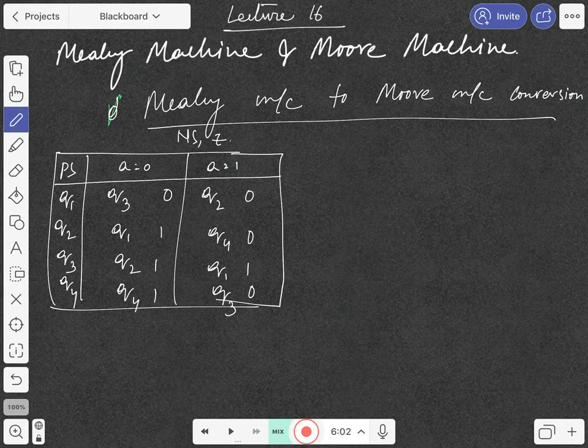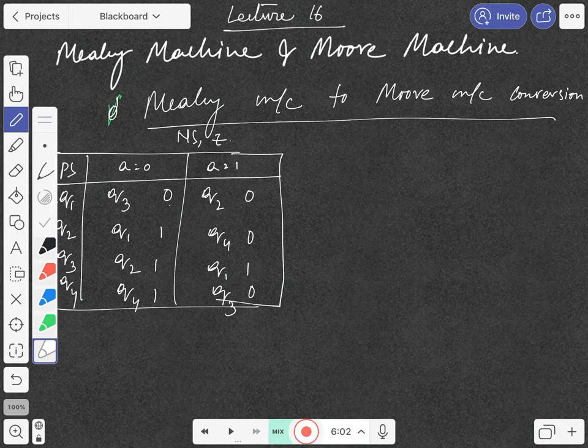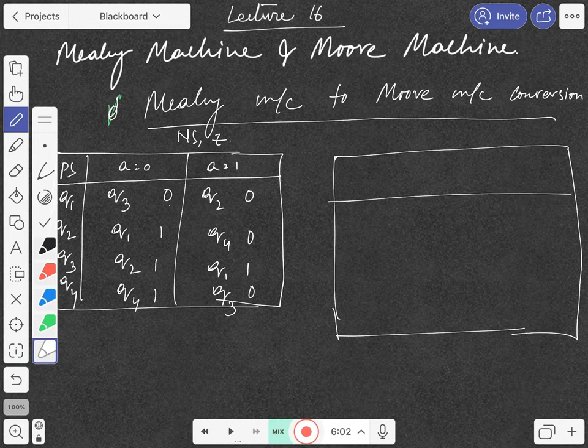Now, in this case, I have to convert it to a Mealy machine. So, one thing we have to keep in mind is that this 0 is the output associated with Q3, right? And this 0 is the output associated with Q2. Now, just change it: instead of the next state, I have to write the output with the present state only. It is very easy.